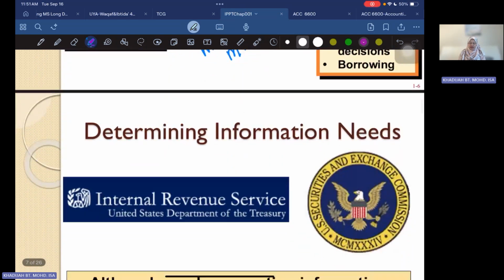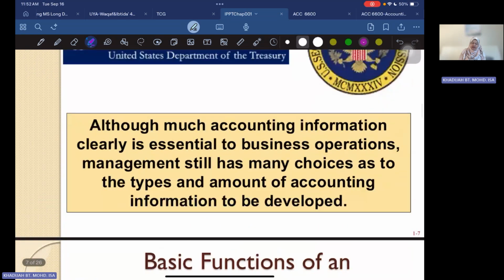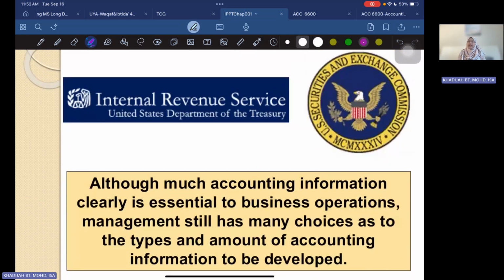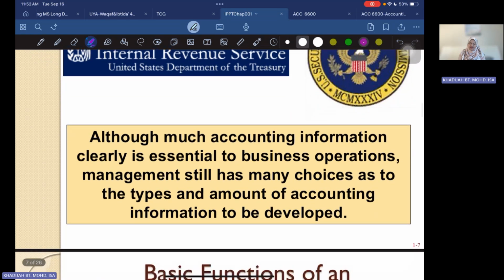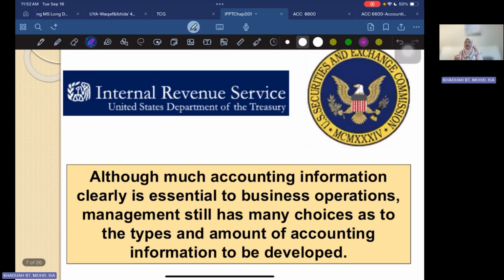Yeah, right. And then the three information needs here, it talks about, for example, the Inland Revenue Board. We need all this information, all right, essential to business, but sometimes management still has many choices as to the types and amount of accounting information to be developed. So again, we do have the standard kind of information that is provided, but at other times, all right, special information is required.